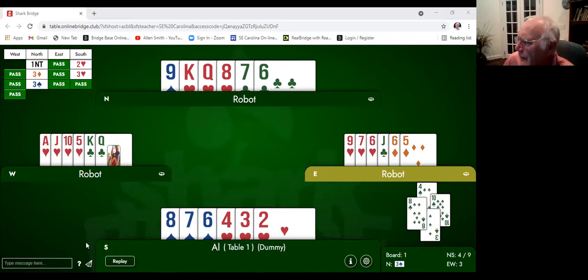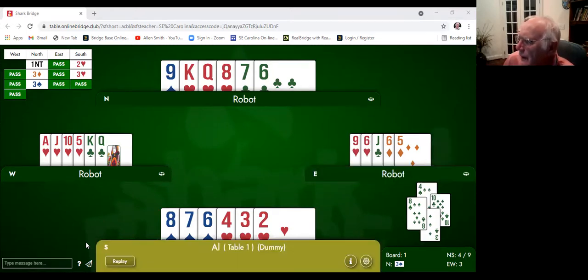Okay, and his partner says, all right, we don't want to give him a ruff and a sluff by leading a diamond. We know he's out of diamonds. And we can see that the dummy doesn't have any clubs. So let's go see if we can do something in hearts. So we lead a heart.